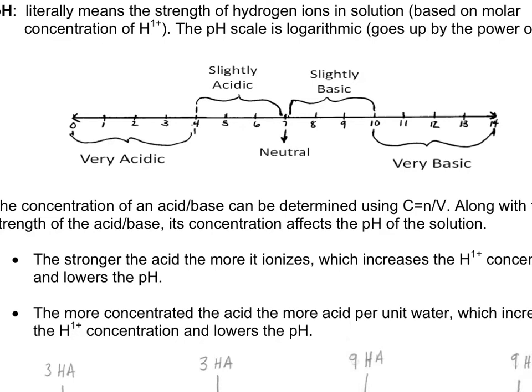Now if we're comparing two solutions, say pH 5 and pH 3, because it's 2 increments difference, the acid that's pH 3 is 100 times more acidic and dangerous than the pH 5.